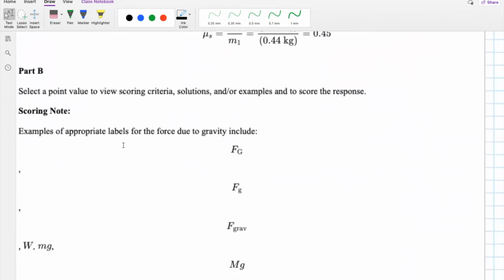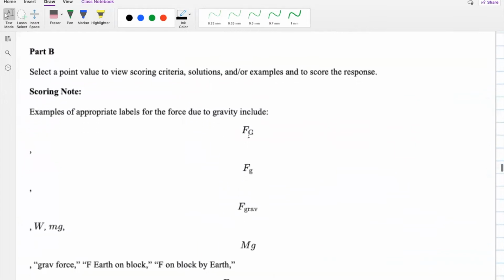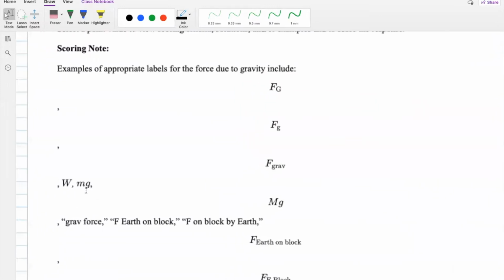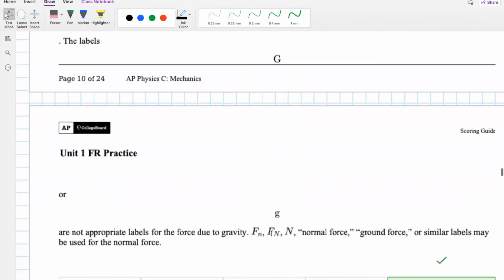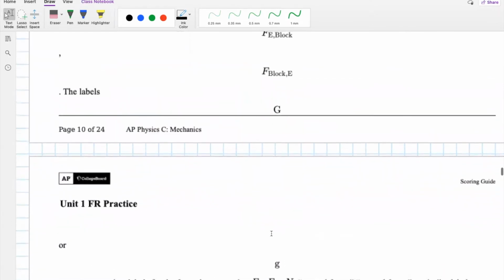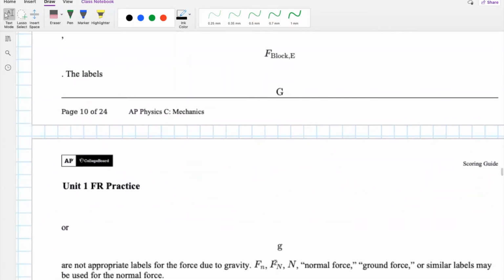So examples of appropriate labels for the force due to gravity include Fg with a big G, with a little g, Fgrav, Mg, W, capital Mg, grav force, force of earth on block, force on block by earth, with these different subscripts. So hopefully here you can enjoy and feast your eyes on the different possibilities. Now, we have to be careful. Labels such as big G for gravity or lowercase g for gravity are not appropriate labels. So be careful here. Don't just use big or little g.